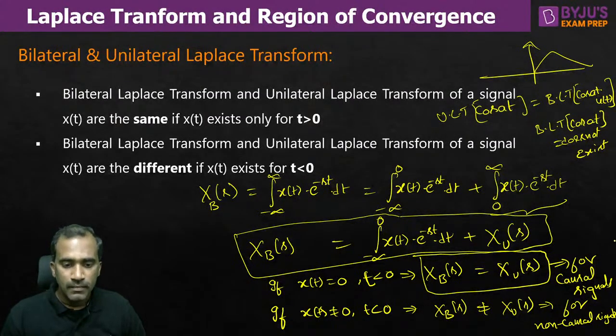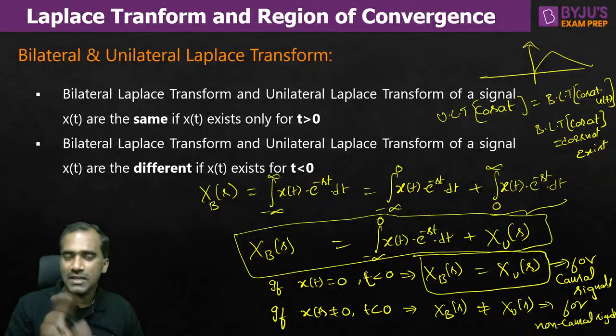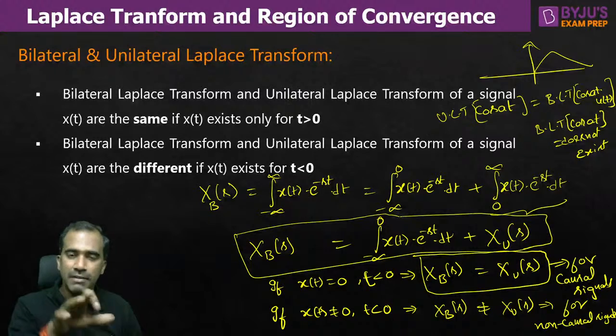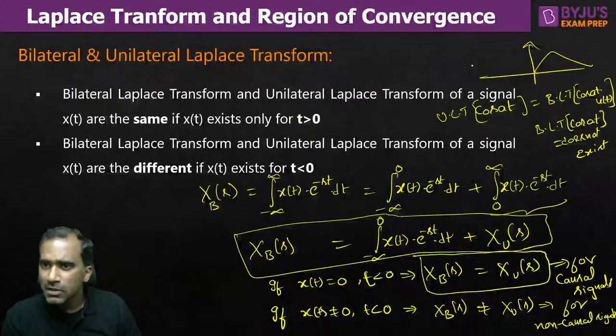No, causal signals need not be periodic. These two are entirely different things. Causality and periodicity are entirely different. We say periodic when the signal is repeating. We say causal whether it is repeating or not. If it exists only for positive time, the signal should not be existing for negative time. Before time 0, you should not be seeing anything. Only then we can call it a causal signal.